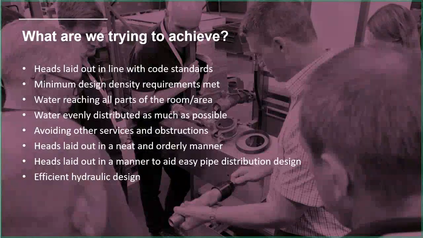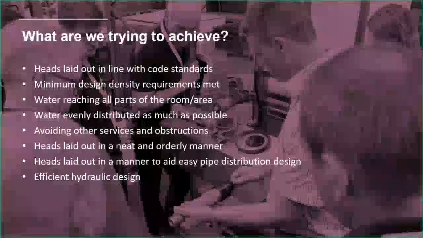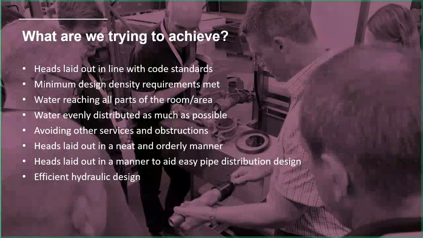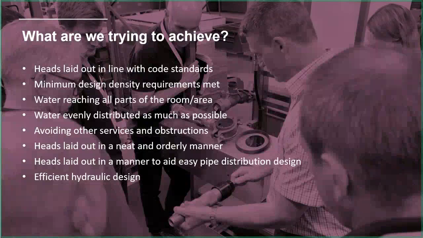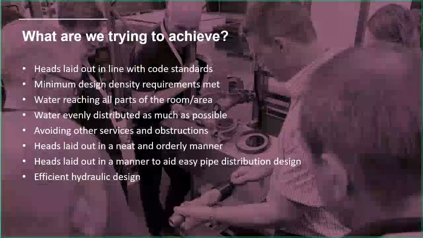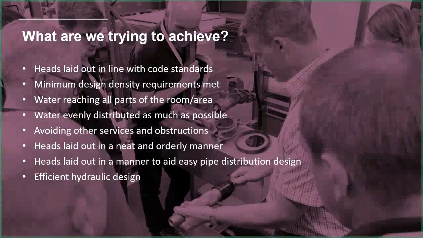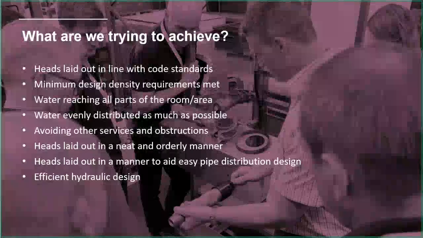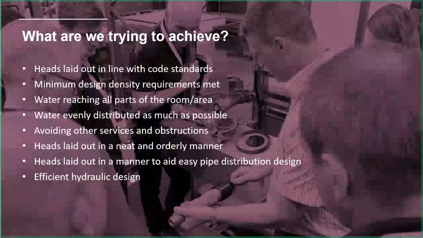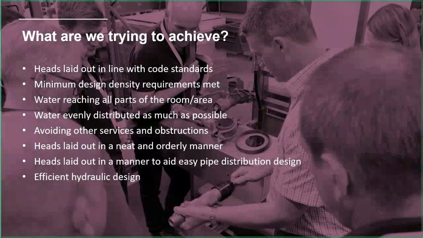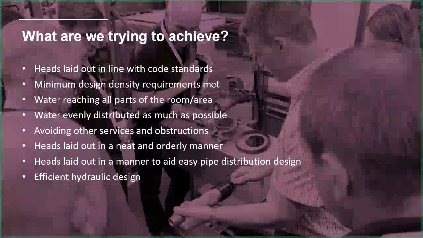Minimum design density requirements met. Design density is to do with the amount of water that is discharged per minute over a given area, i.e. 1 meter squared. Design density is affected by various things. The number of sprinkler heads in the room: the more heads discharging water, the more water in total is going to be discharged. Also, the K factor of the sprinkler head and the pressure behind the sprinkler head are all going to have an influence in terms of how much water is actually expelled in the event of a fire.